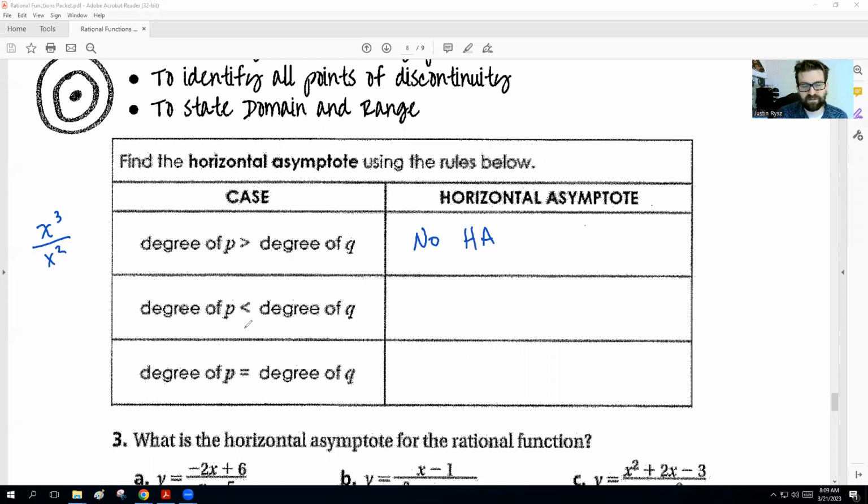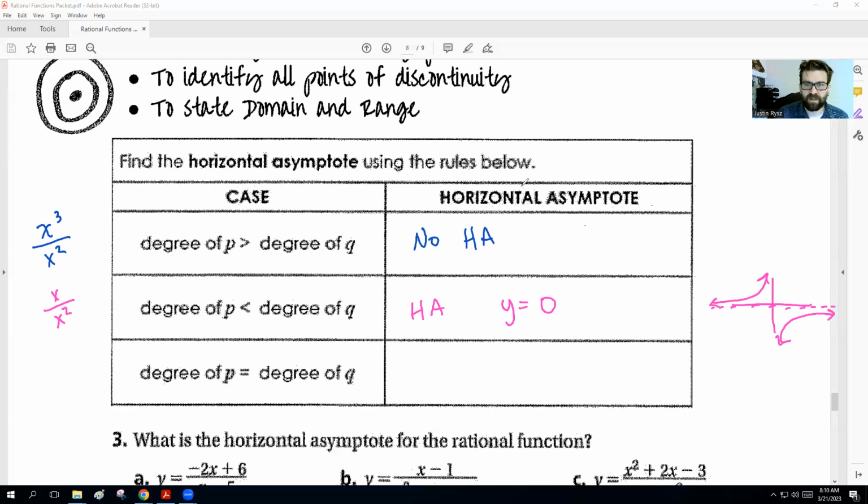Okay, next, if the degree on the top is less than the degree on the bottom, what it will be is that the horizontal asymptote is going to be y equals 0. So if the degree on the bottom is bigger than the one on the top, a horizontal asymptote would be y equals 0. So that graph would look something maybe like this.